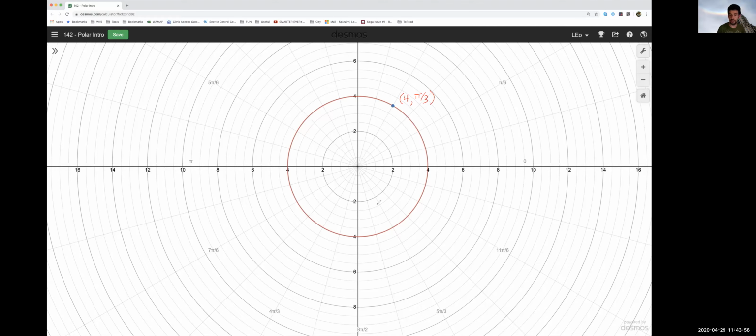Another thing to point out is I could plot the point down here. There are a couple of different ways I could write this. Polar coordinates aren't really unique. One way to write it is to consider this angle as 4 pi over 3, and so this is the point (4, 4 pi over 3). Again, a distance of 4 from the center in this direction, and you can see that labeled down here, that's what that angle is. However, I could also do this.